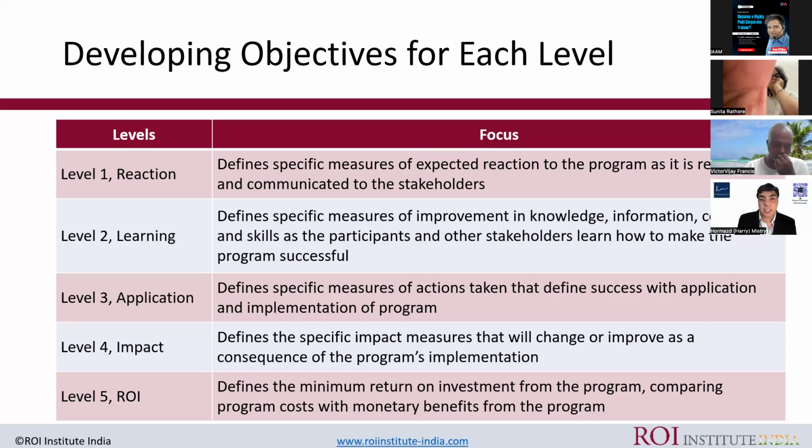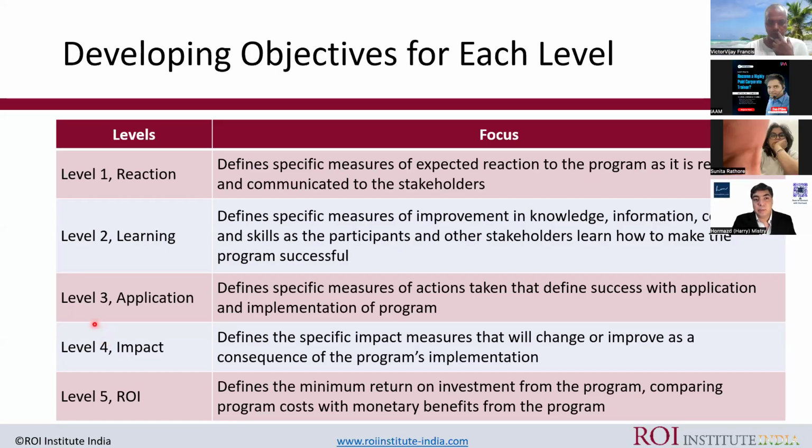Your level 4 impact objectives, they define specific business impact measures, or business measures that will be impacted as a result of the participants applying their learnings. You have your participants who've applied what they had learned. Now, what's the change in business measure that it will bring? And finally, you have your level 5 objectives that define the minimum return on investment when you compare your program cost with the monetary benefits from the program. So now that it has created a positive impact on the business measures, what's the ROI? That's what we measure from that.